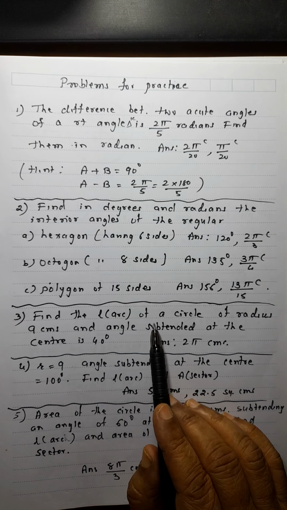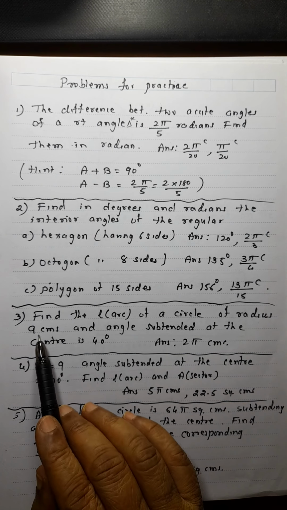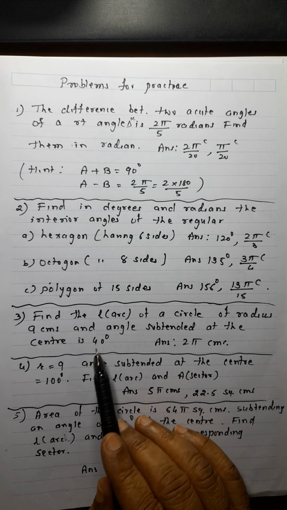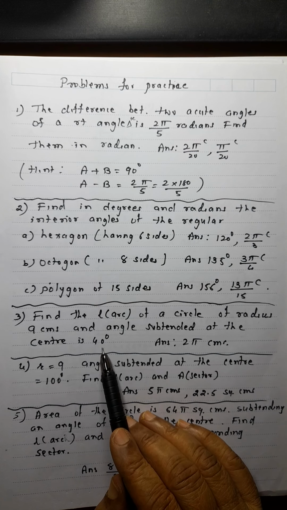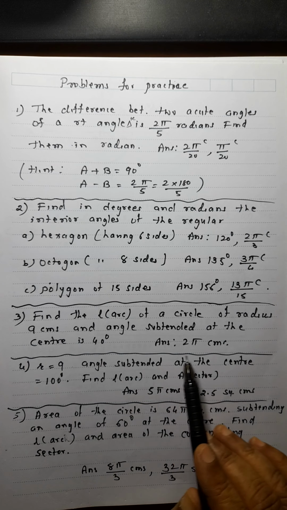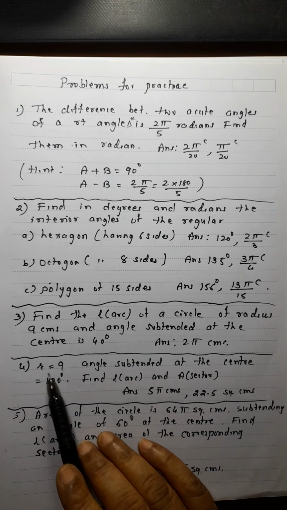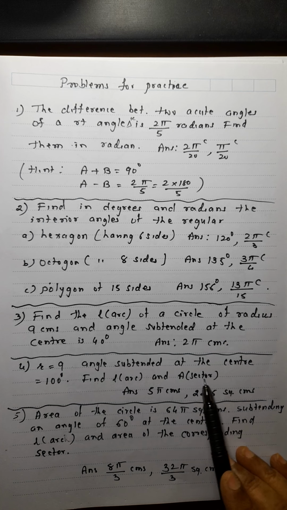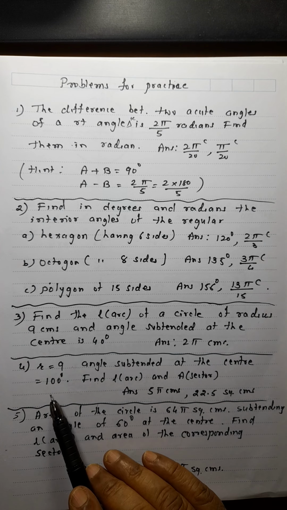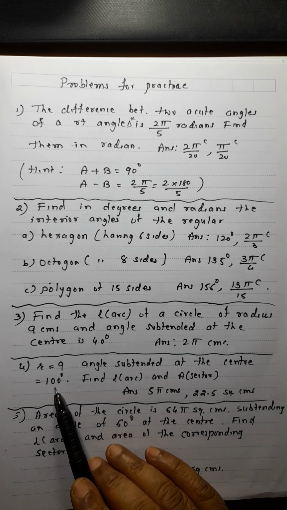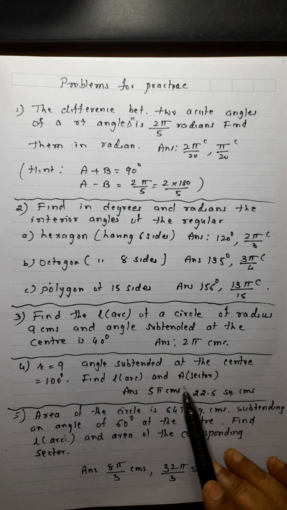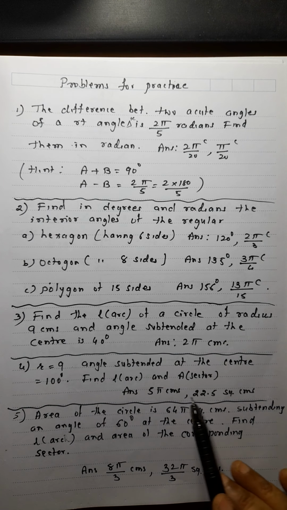Find the length of the arc of a circle of radius 9 centimeters, where the angle subtended at the center is 40 degrees. You know the formula for the length of the arc, but the angle should be in radian measure. So you write this one in radian measure and write L is equal to r into theta. You will get the answer. Next, r is 9, angle subtended at center is 100 degrees. Find length of the arc and area of the sector. Length of the arc is L equals r into theta, with theta in radian measure, and for the area of the sector, substitute theta in radian measure in that formula and you will get this answer.